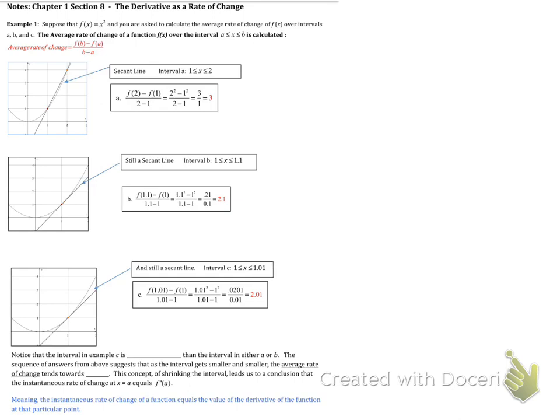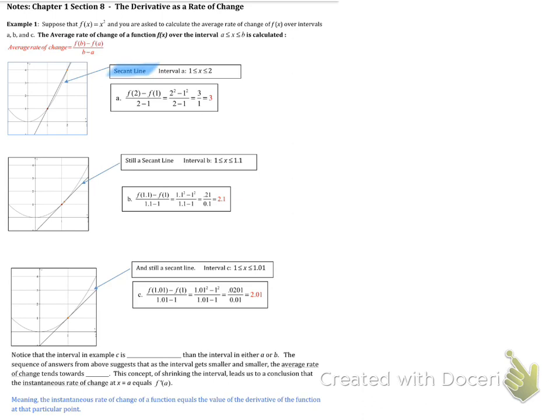The average rate of change of this function over those intervals is calculated based off of the average rate of change formula that we know. So if we take a look at the secant line of x squared, then we can notice between the intervals 1 and 2, we can find those 2 points, they're marked in red and orange, that when we use that average rate of change formula, we find a slope of 3.